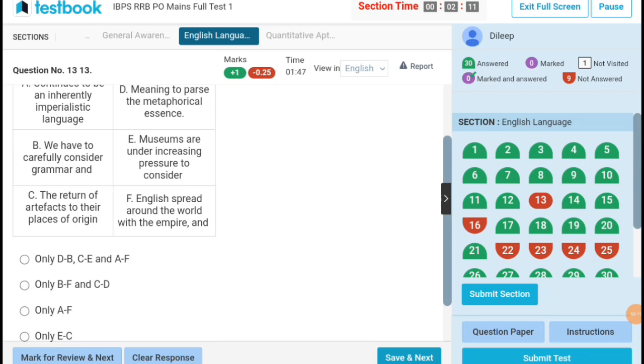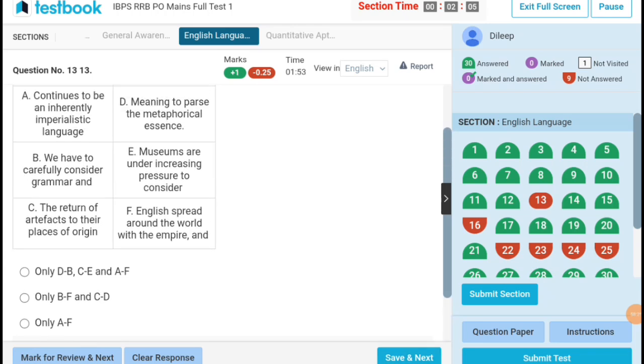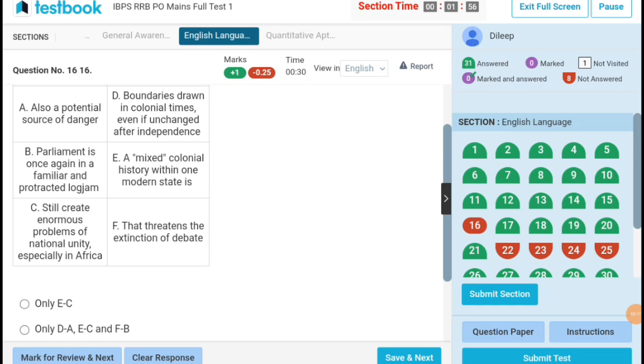The return of artifacts to their places of origin. Continues to be an inherently imperialistic language. Also a potential source of danger. Parliament is once again in a familiar. Enormous problems of national unity, especially in Africa.